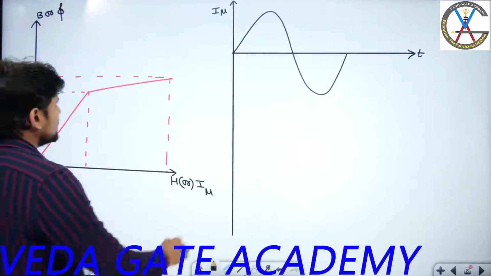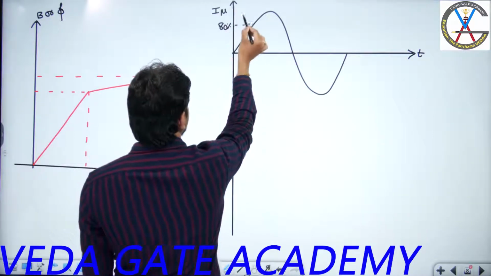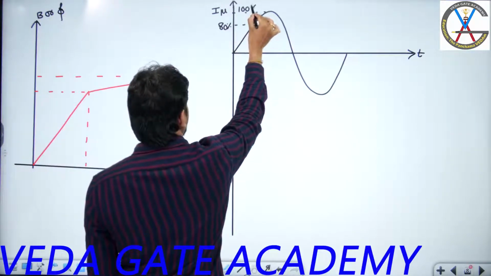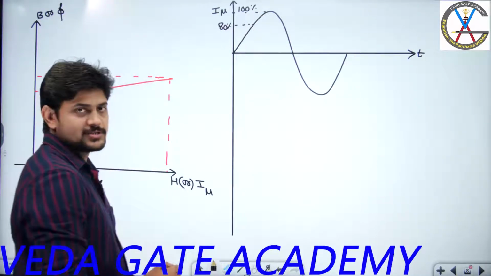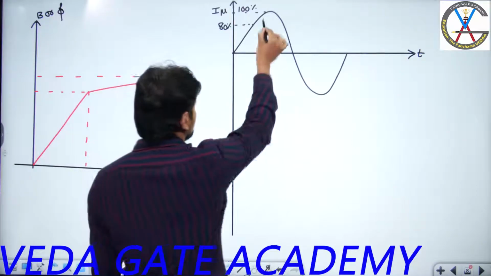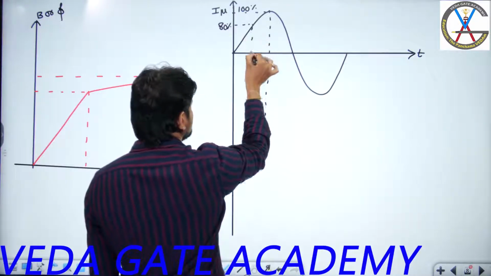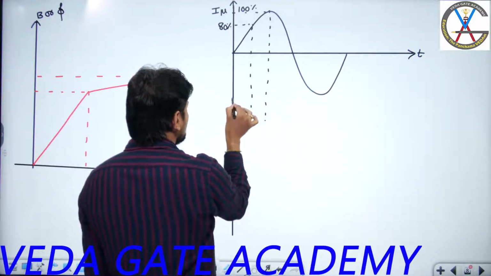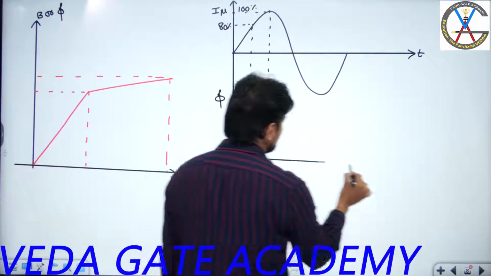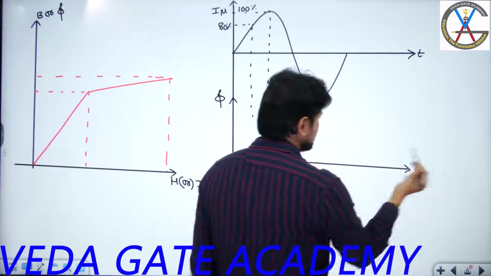Let us assume that this is 80% of the magnetizing current, and this is my 100% of the magnetizing current. All of you please focus here. This is my 100% of the magnetizing current. Let me extend this. Now I need to draw the shape of this operating flux with respect to time.